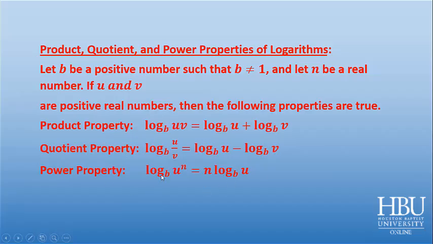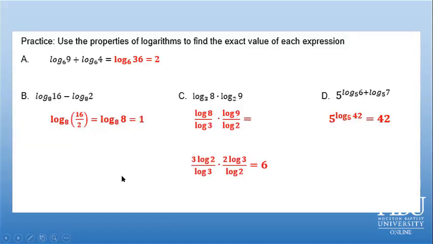And the power property says the log of this power, u to the exponent of n, is equal to n times the log of u. The exponent here can be brought out front as a factor. We can use these properties of logarithms to sometimes find the exact value of an expression without a calculator.